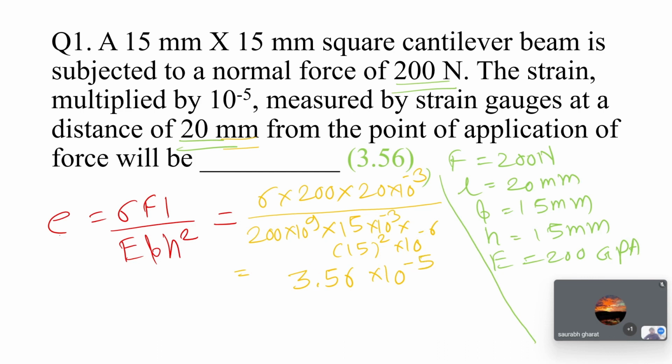But what they asked in the question is the strain, which is defined as multiplied by 10 raised to minus 5. So we can't write 10 raised to minus 5 there. So your answer will be 3.56. This is the answer as per the question. This is your strain.